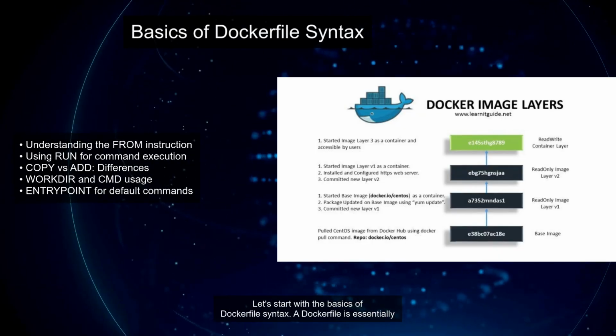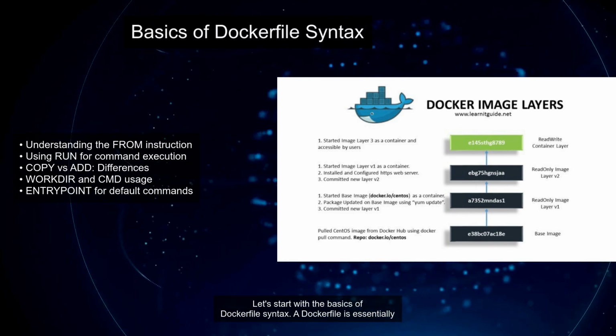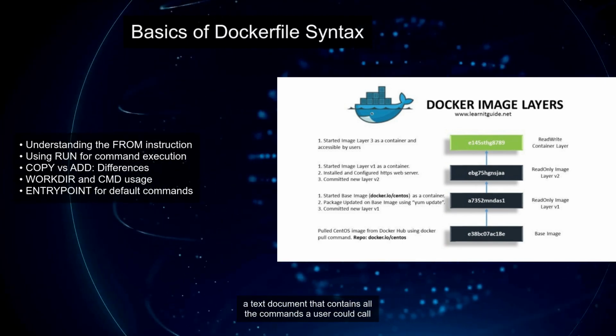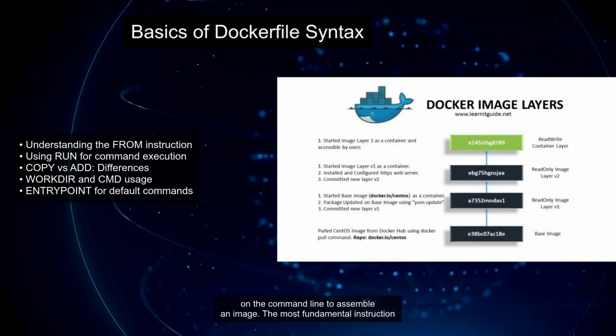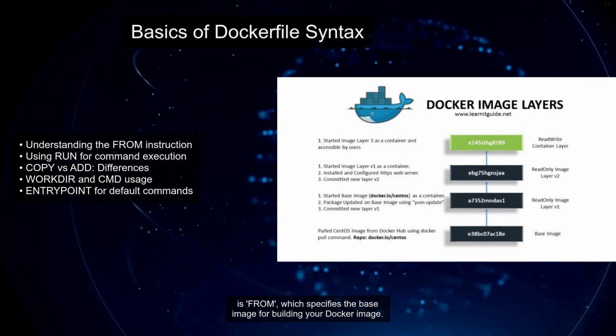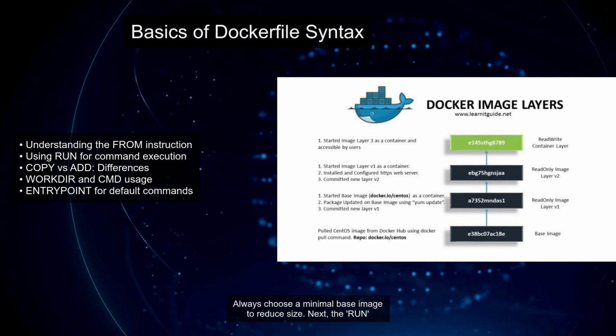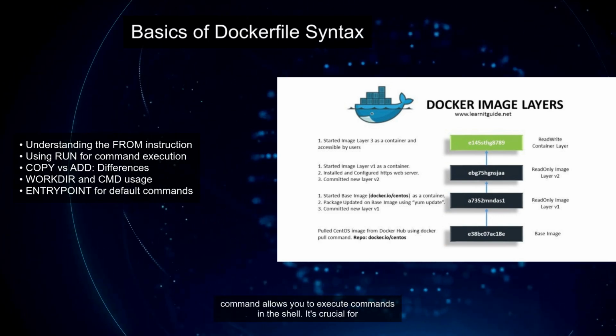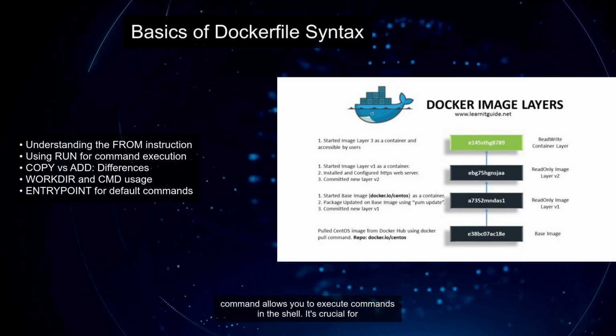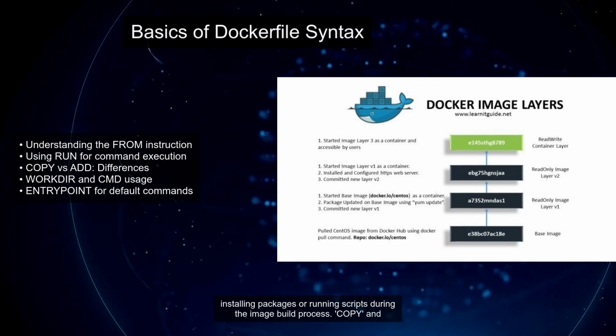Let's start with the basics of Dockerfile syntax. A Dockerfile is essentially a text document that contains all the commands a user could call on the command line to assemble an image. The most fundamental instruction is FROM, which specifies the base image for building your Docker image. Always choose a minimal base image to reduce size. Next, the RUN command allows you to execute commands in the shell. It's crucial for installing packages or running scripts during the image build process.